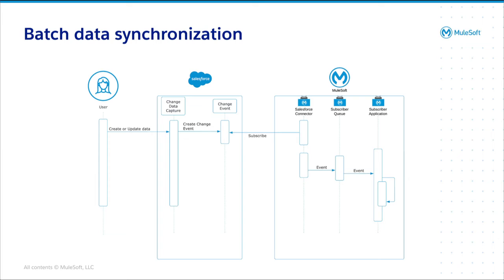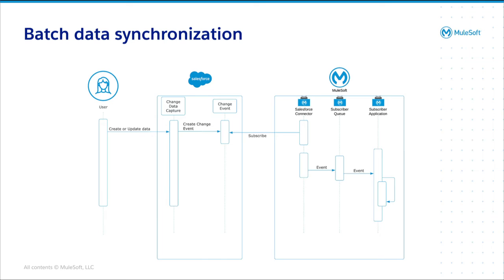For the batch data synchronization pattern, let's say you need to extract customer activity information from Salesforce and import it into an on-premise data warehouse. When you implement this pattern, the best practice is to use Salesforce Change Data Capture, which publishes change events that you can see in the diagram.